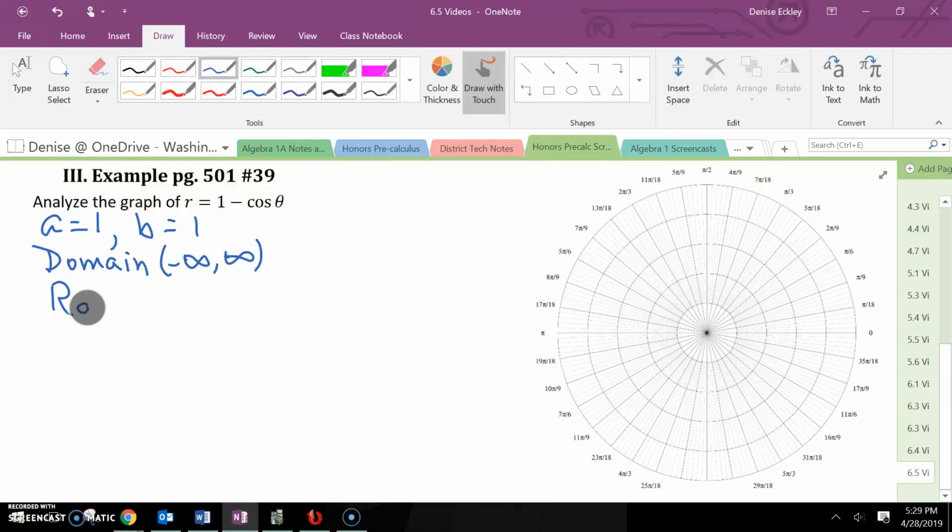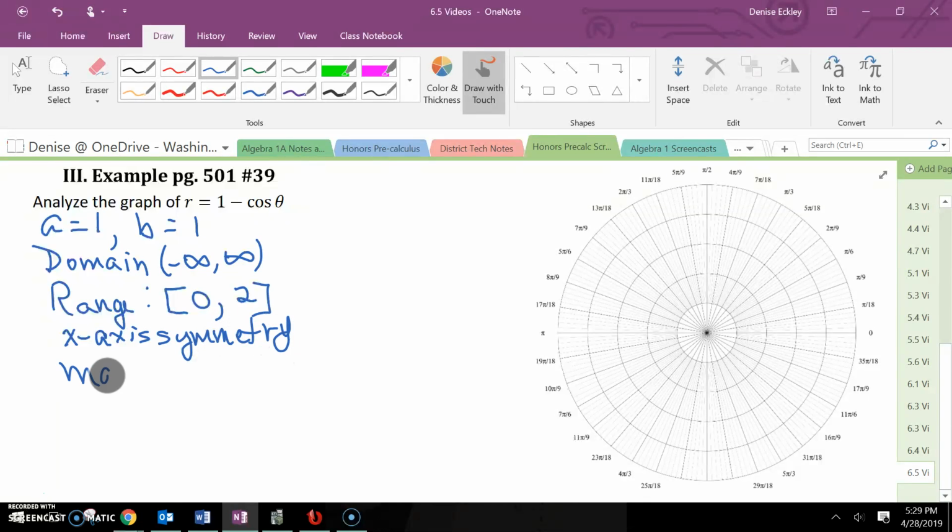The range is going to be, the minimum is going to be a minus b, which would be 0, and the max is going to be a plus b, which is 2. And we know that because it is cosine, it has x-axis symmetry. We also can determine the max r, which is a plus b, which in this case will be 2. We know that it is bounded. We know that it is continuous.